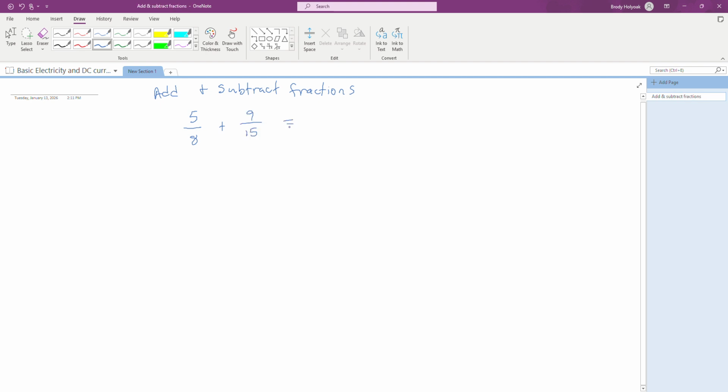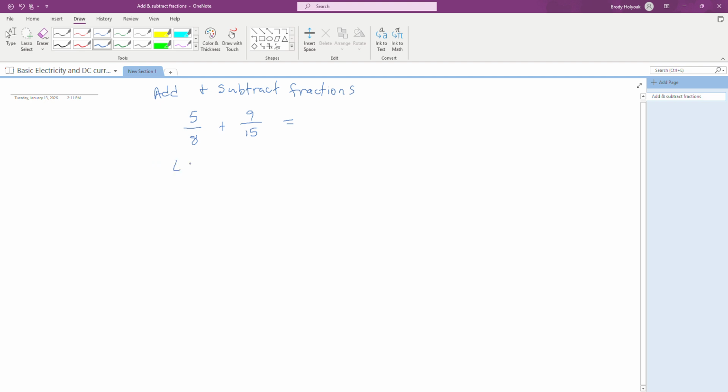The first thing that we have to look at is, are our denominators the same? And in this case, they're not. We have an 8 and a 15. So what we have to do is convert and change these denominators so that they are equal. And then when they're equal, we can perform the indicated operation. In this case, we're going to add. So how do we get these two to be equal?